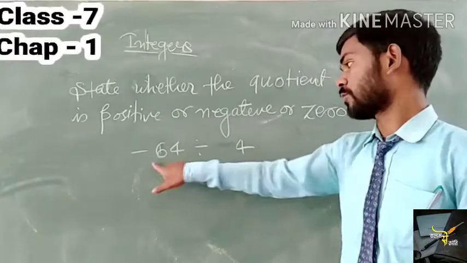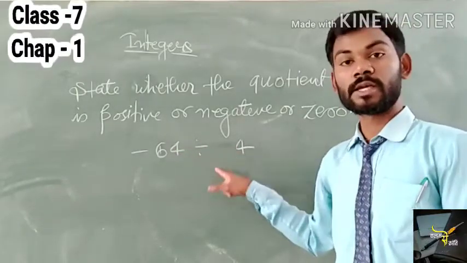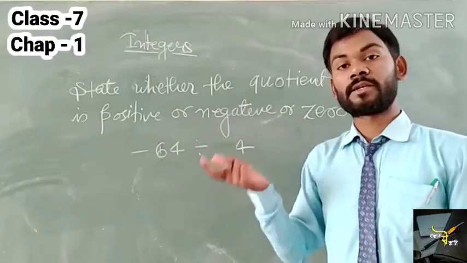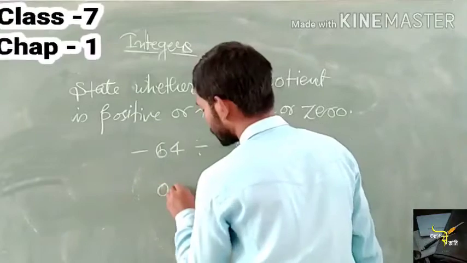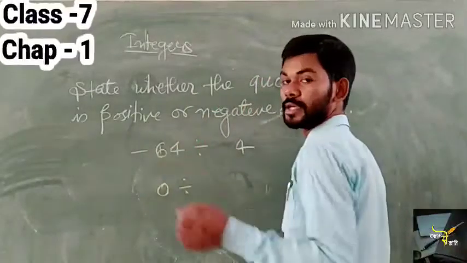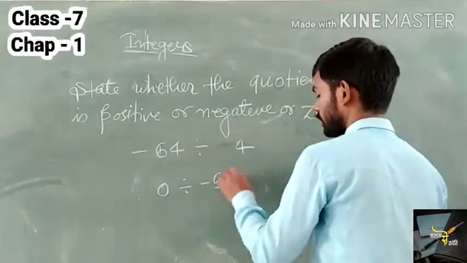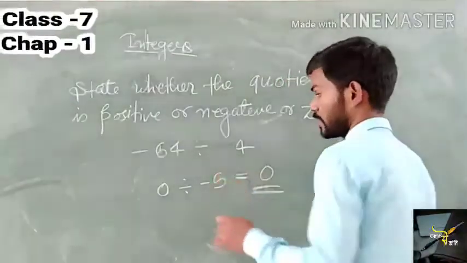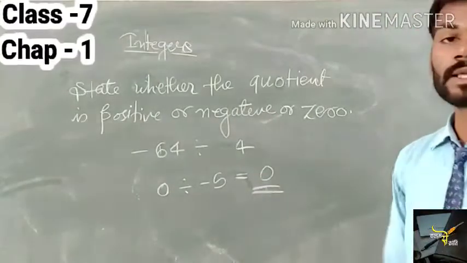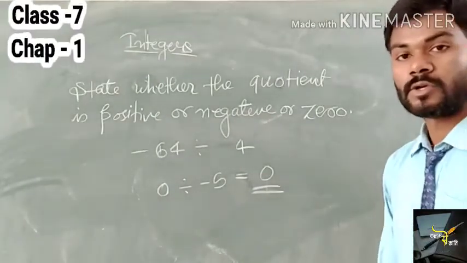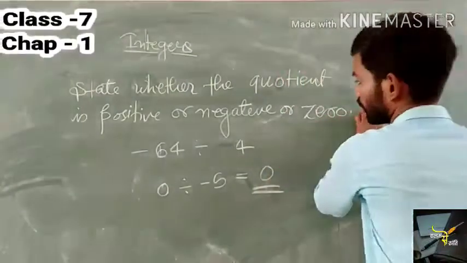Similarly, if the divisor and dividend have different signs, then the quotient is negative. And if 0 is divided by any non-zero integer, suppose minus 5, then the quotient is always 0. So in this way we can justify the given statement. Now let us see the next, that is simplification.